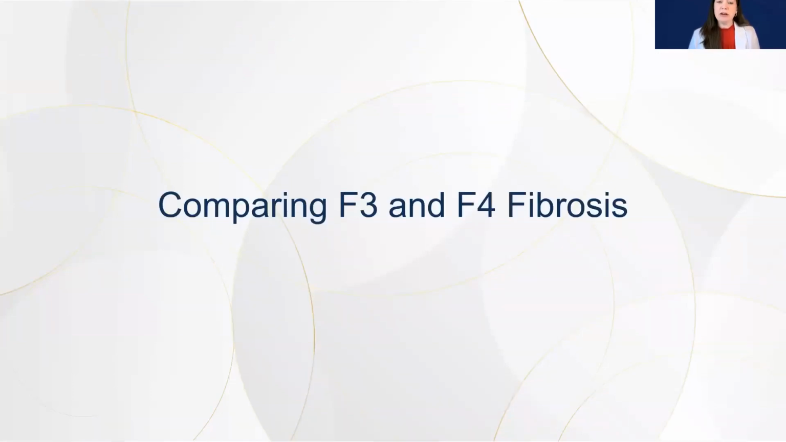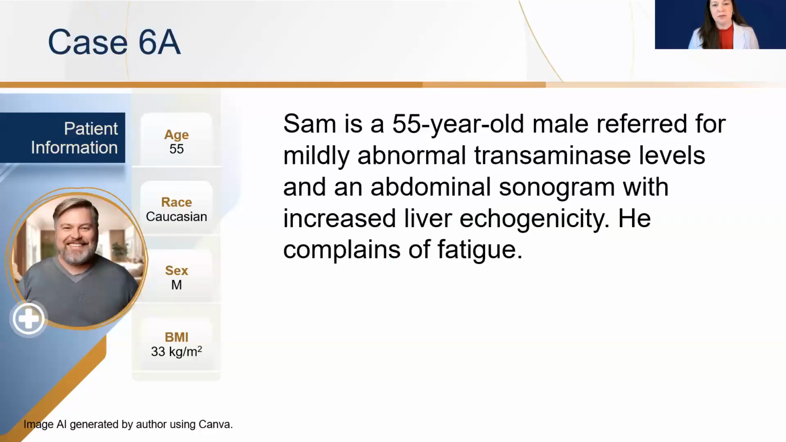But as I mentioned tonight, we're going to be talking about a comparison of F3 and F4 fibrosis in MASH and MASLD. So we're going to present a case, and this is case number 6A. We have a patient here by the name of Sam, who is a 55-year-old male, and he's been referred to our clinic today because he had some mildly elevated transaminases, and subsequently his PCP ordered an abdominal ultrasound, which did show some increased liver echogenicity. This is a very common consult that you may get in your clinic pretty regularly.